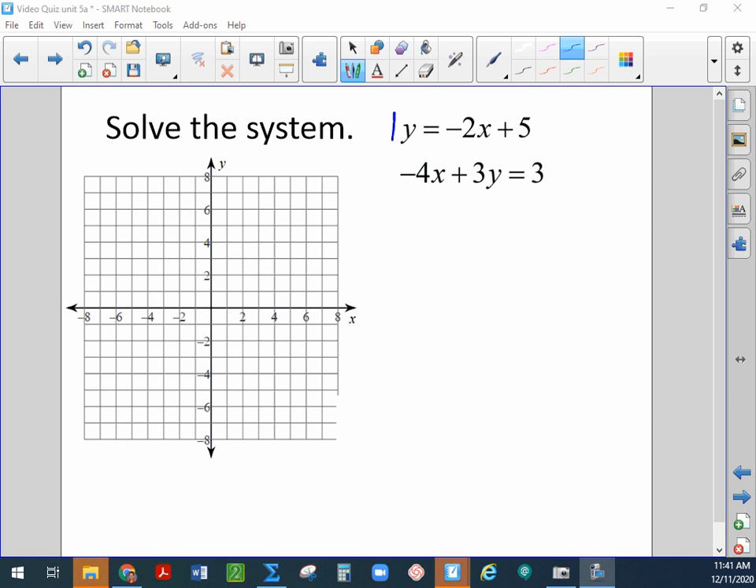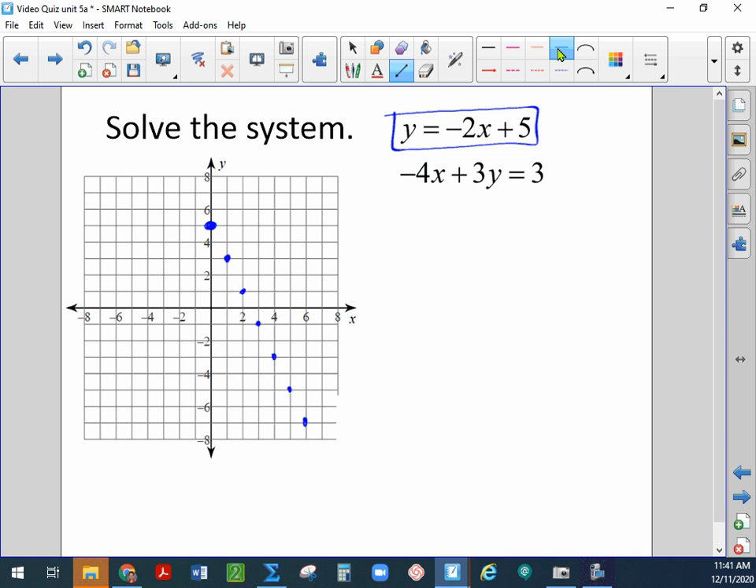So I'm going to graph y equals negative 2x plus 5 first. Start at a y-intercept of 5, and then the slope is negative 2. So from that point, down 2 and 1 to the right, and then that's a lot of points. I don't need to really go backwards in that one, so then I'm going to draw my line.